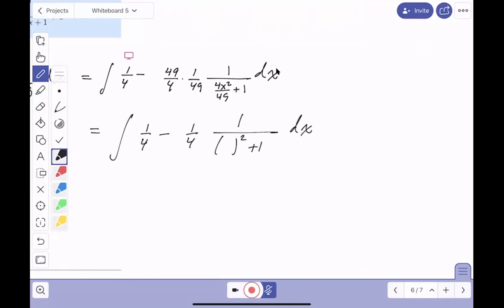And that's going to be what? 2x over the root of 49. Now what am I going to do? I got 2 integrations and they look pretty simple. First one's going to be 1/4 dx. Next one's going to be minus 1/4 times this nightmare.